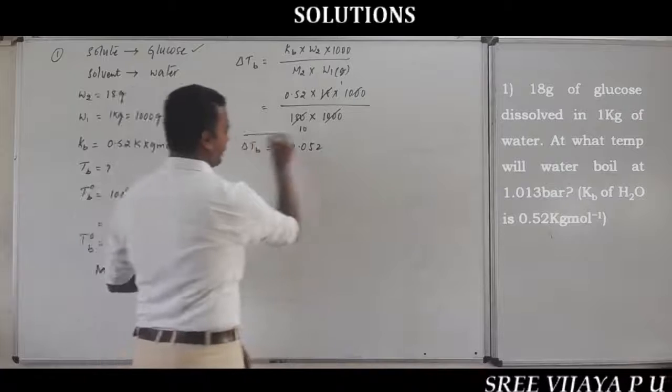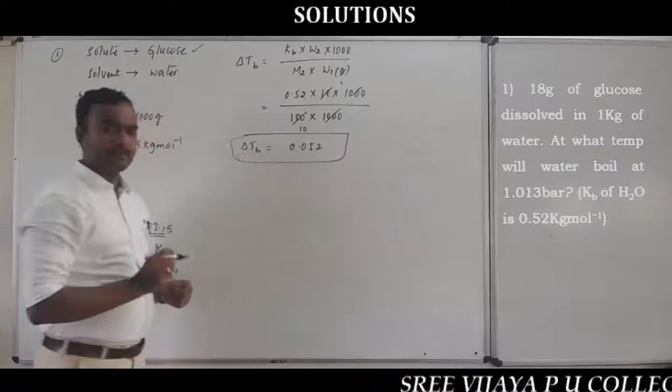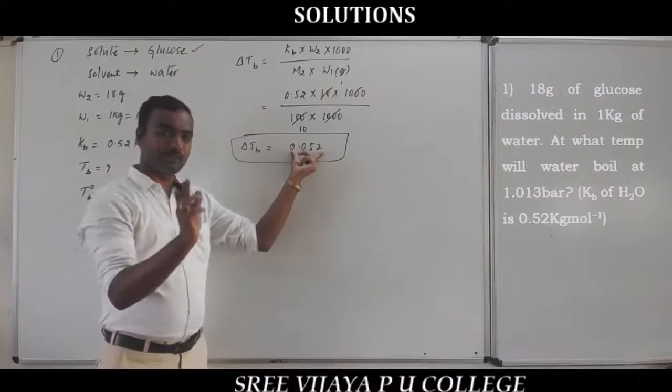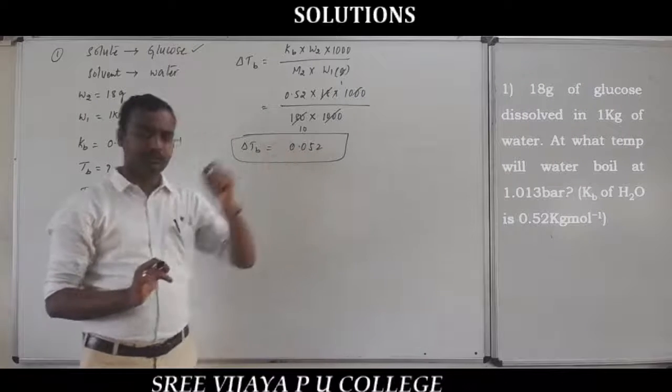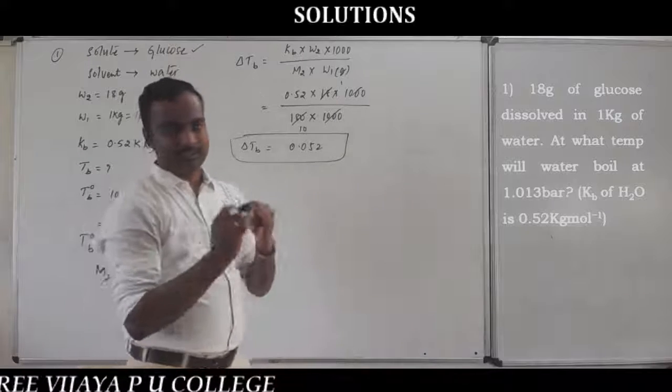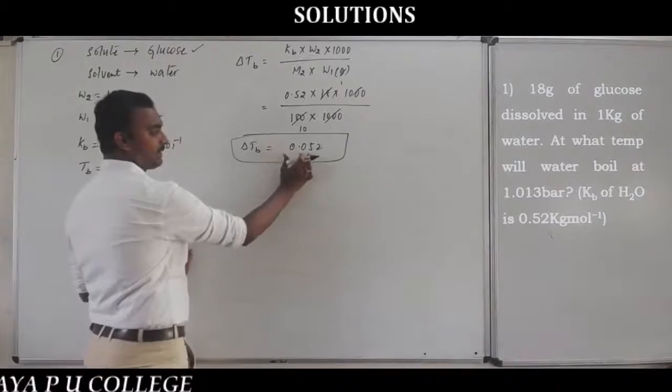So here there is one confusion problem. This is the difference between the boiling point of the solution and the boiling point of the solvent. This is the elevation of boiling point. And then the solvent. So when glucose is added and it becomes a solution, the boiling point rises. How much has it risen? 0.05.